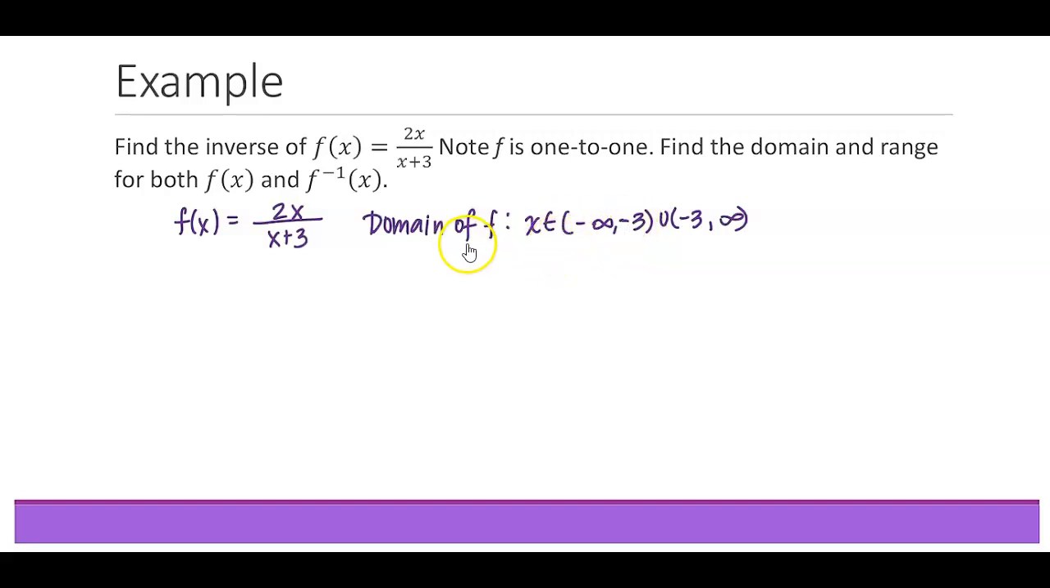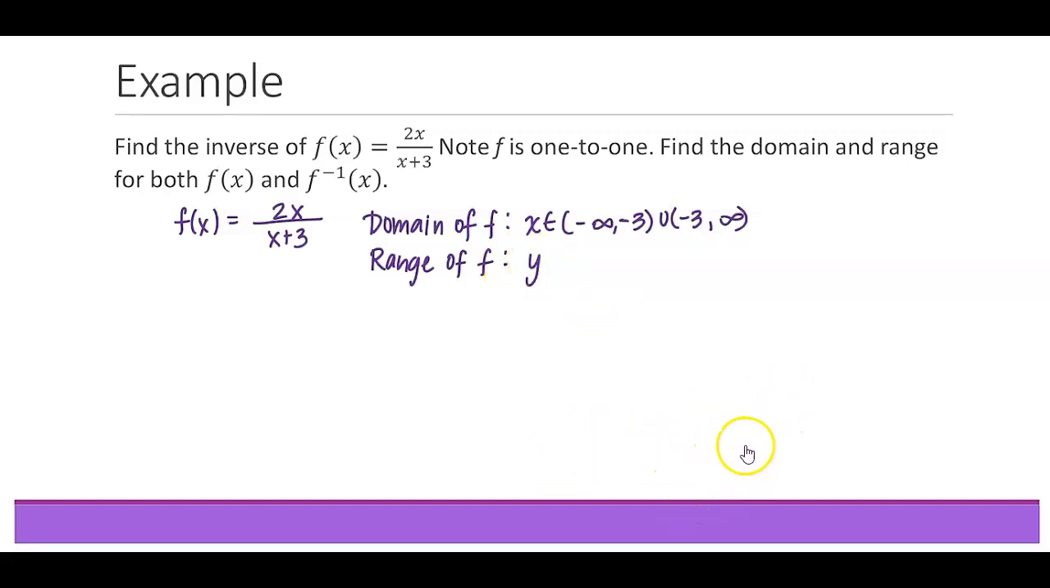Now, technically, I have already found the range of f inverse, because the domain of f is the same as the range of f inverse. And I actually cannot yet find the range of f. So here I'm going to leave the range of f blank for now, because from the equation or the function itself, I cannot determine the range. So I'm going to hold off for now because I don't have that.